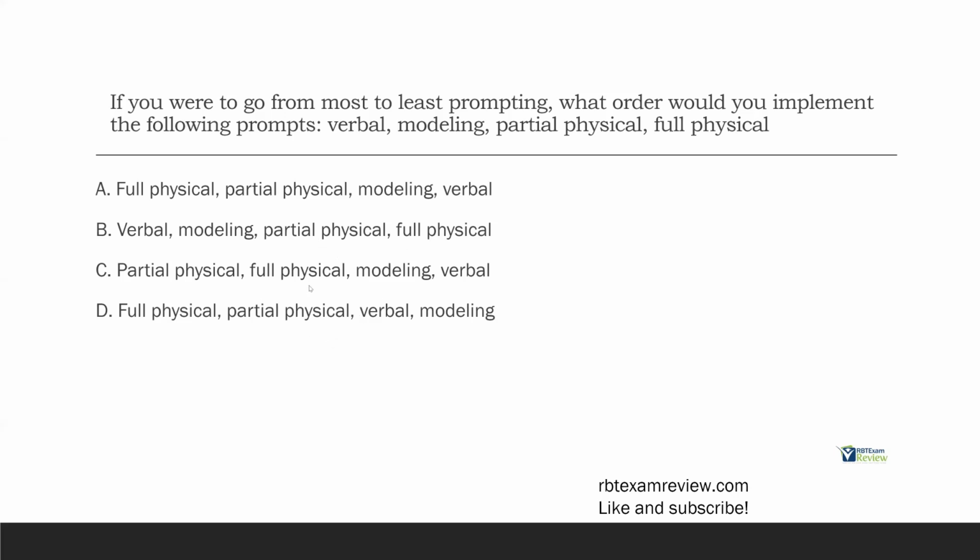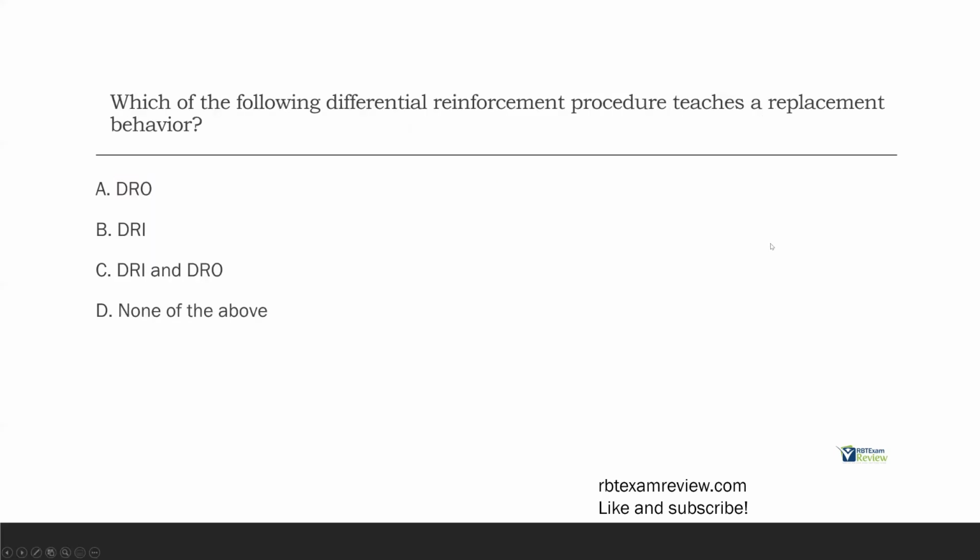C, partial physical, full physical, modeling, and verbal. Partial physical and full physical are swapped here. And then D, full physical, partial physical, verbal, and modeling. Here, verbal and modeling are swapped. If we're going true most to least prompting, it's going to be A, full physical, partial physical, modeling, verbal.